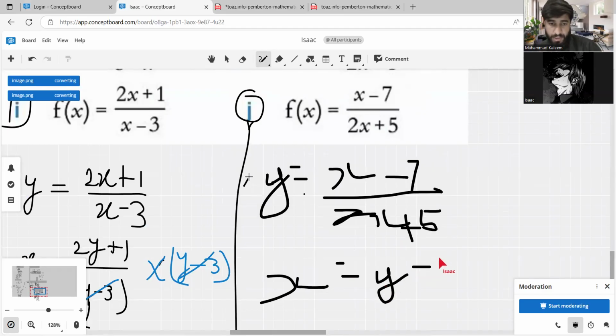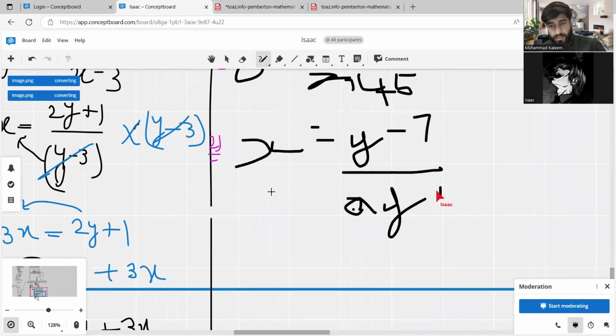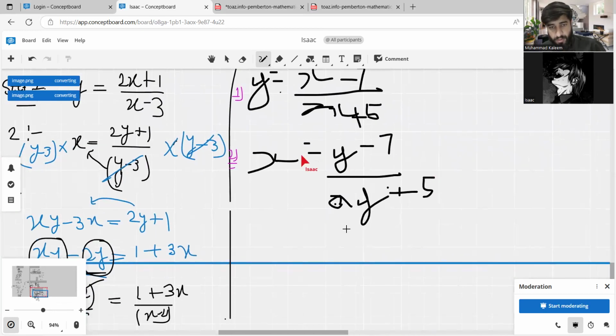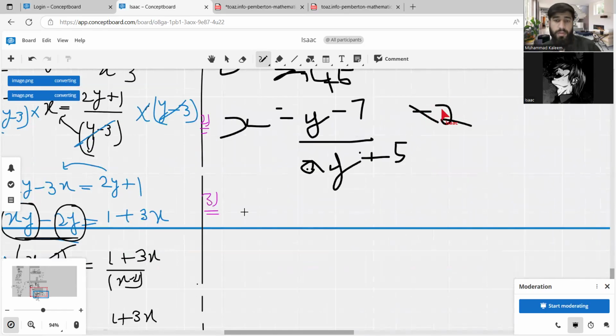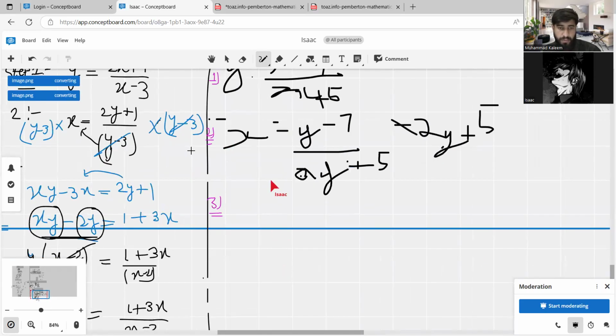You did step 1. Good. Step 2. Step 3 is going to be a little bit difficult in these questions. 2y plus 5. Next, third step. Okay, you are multiplying both sides. There is no need to write. Okay, I will write for you if you want.